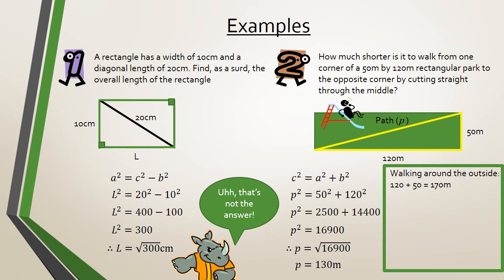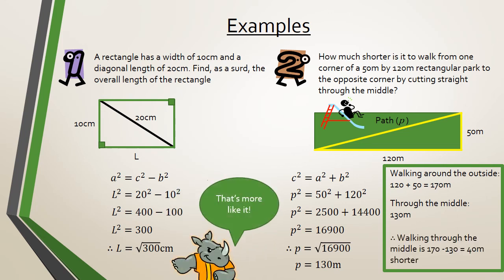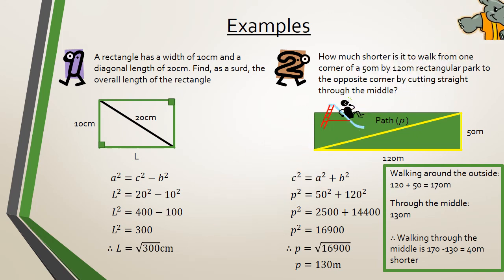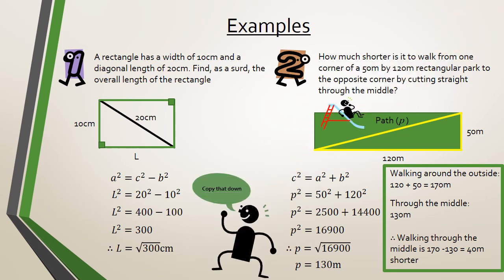Let's do that calculation. If we walk around the outside, it's 120 metres plus 50 metres, so that's 170 metres. And we just found out that the path through the middle is 130 metres, so the difference should be 40 metres. And of course now the rhino approves. Alright, take a moment to copy that down. And as you can see, solving Pythagorean problems is easy enough. It's just a matter of interpreting the written information and creating a basic diagram, which makes it a whole lot easier to deal with.